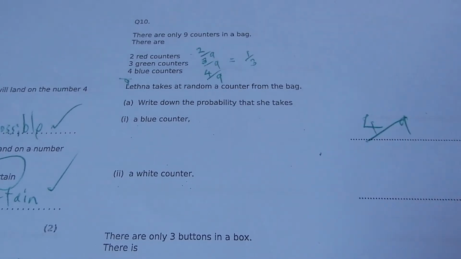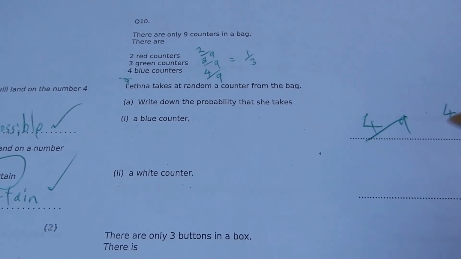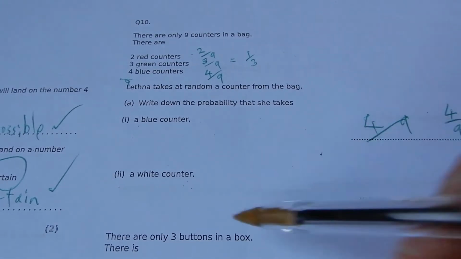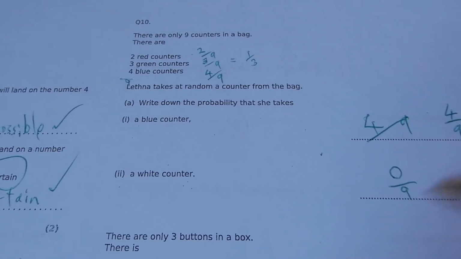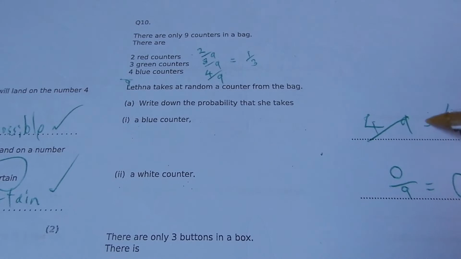Write down the probability she takes a blue counter. 4/9. Cool. Let's write that nicer. There we go. A white counter. There are no white ones. 0/9, also known as 0. Okay, here we go. Next one.